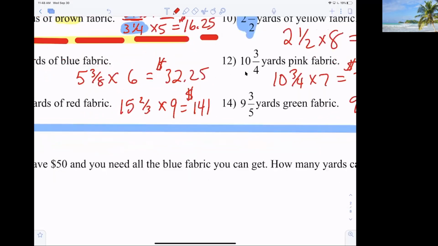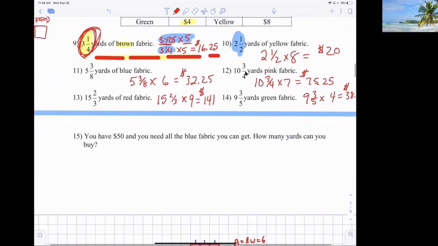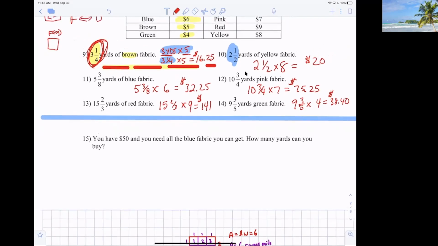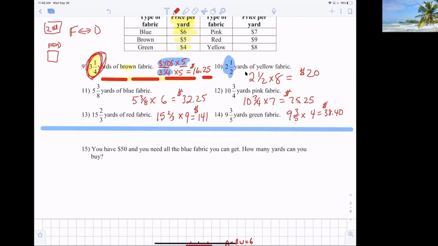All right. Now we're just going to continue on. All right, Luca, you read number 15. You have $50 and you need all the blue fabric you can get. How many yards can you buy? So what do I have to do to figure that out? You have to do 6 divided by 50. I mean 50 divided by 50. Yeah, 50 divided by 6.